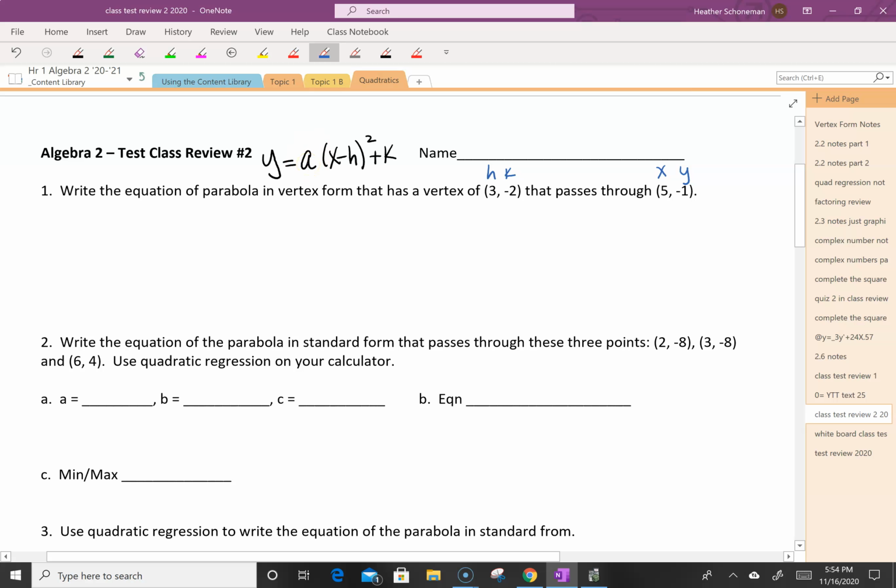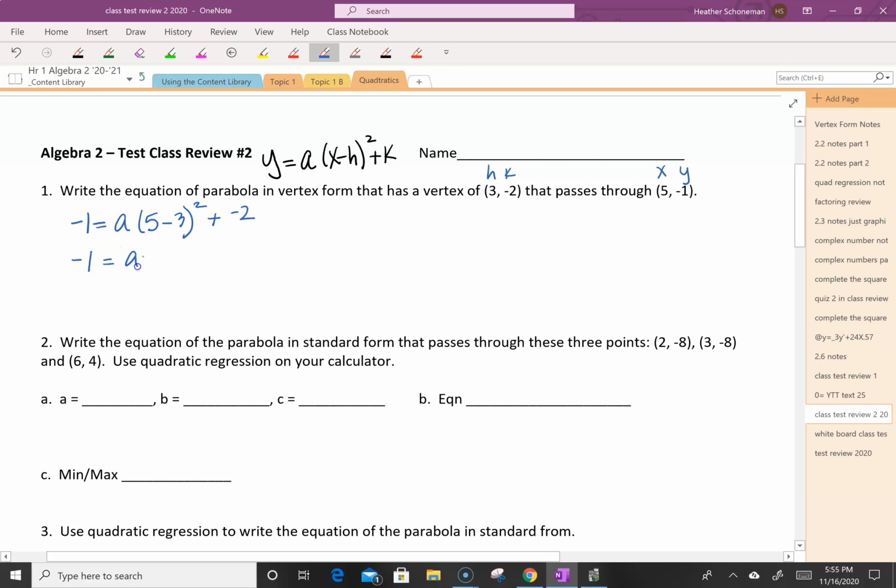That's what's missing. So to start, we're going to plug in all the numbers that we know and solve for what we don't know. So y is -1 equals a, that's what we're trying to solve for, times (x is 5 minus h is 3) squared plus k is -2. So the first thing we need to do is simplify in the parentheses. Well, 5 minus 3 is 2, but that number is going to get squared, so it's really 4.